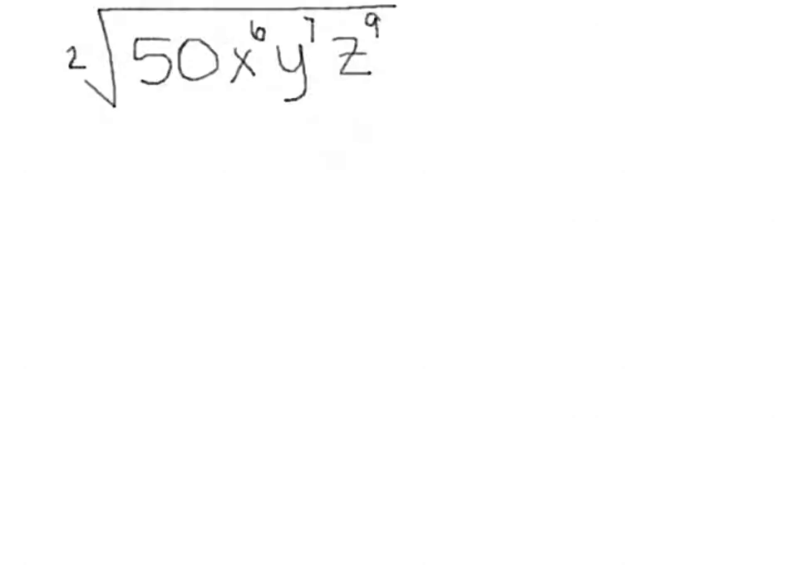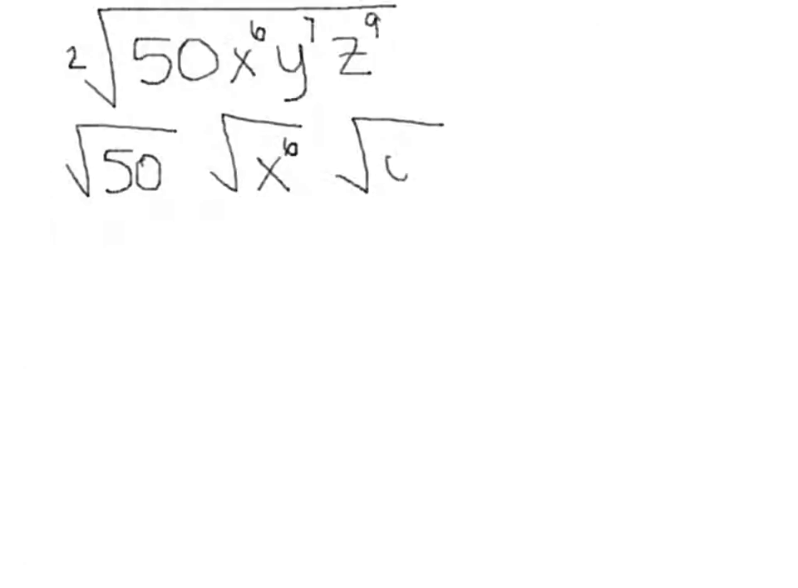Alright, here we have our original problem again. We have the square root of 50, x to the 6th, y to the 7th, and z to the 9th. First thing we're going to do is separate each square root into its own square root. So we're going to start with the square root of 50 all by itself, and then the square root of x to the 6th. Then we're going to have the square root of y to the 7th, and the square root of z to the 9th.